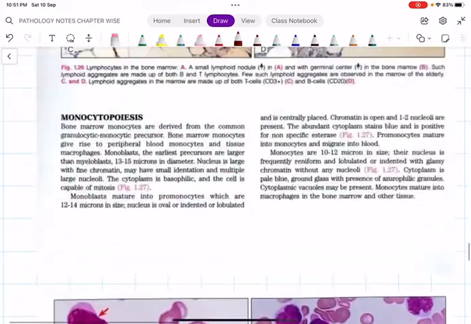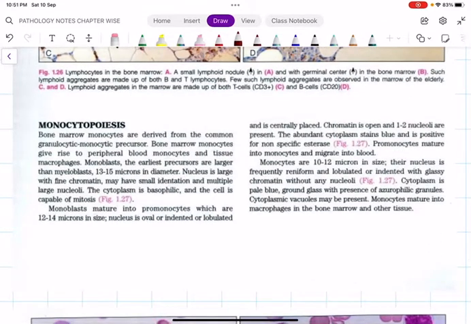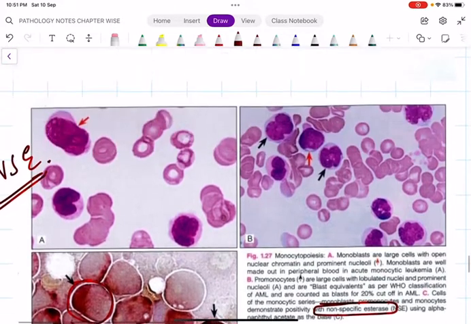Fine. So as far as monocytes are concerned, they have a reniform shaped nucleus like our metamyelocyte, and the cytoplasm is pale blue ground glass with few acidophilic granules. You may also have cytoplasmic vacuoles. I will show the picture of a monocyte. Yes, so this is the picture of monocytes. You can see some indented nucleus.